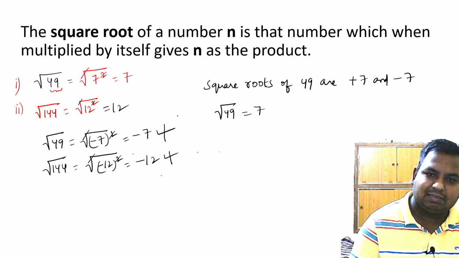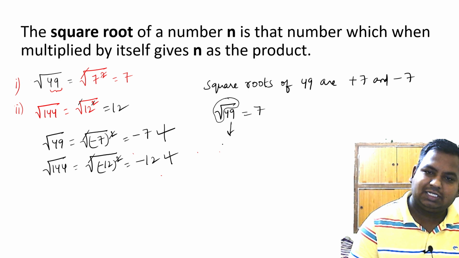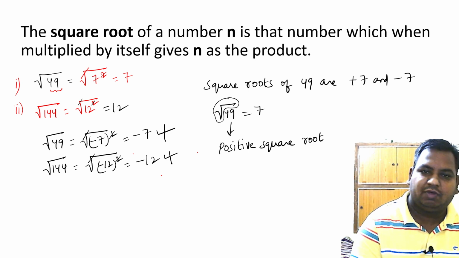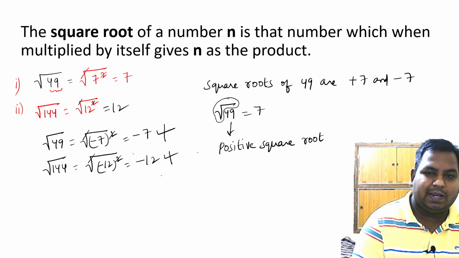Whenever we have this symbol, and under this symbol we have a number, then we have to consider only the positive square root. We should not consider the negative square root.